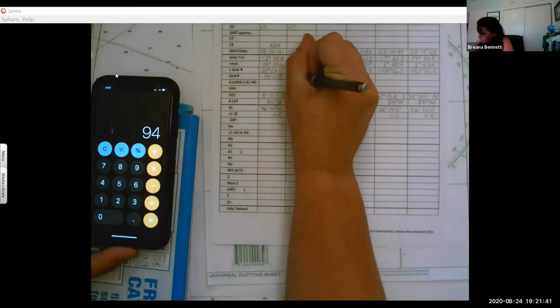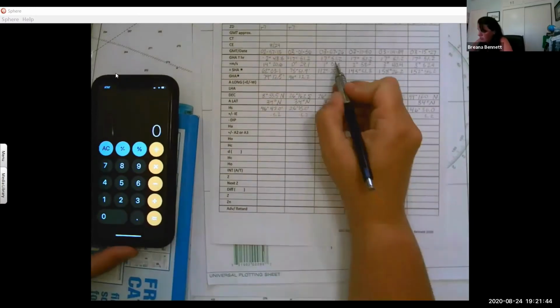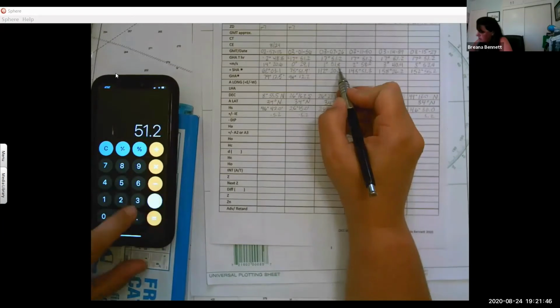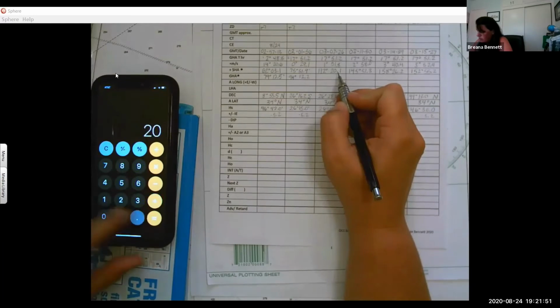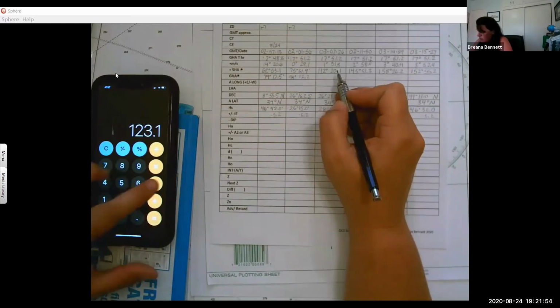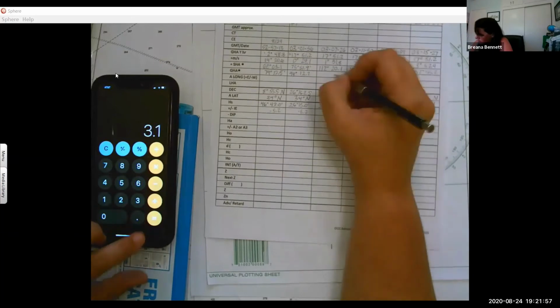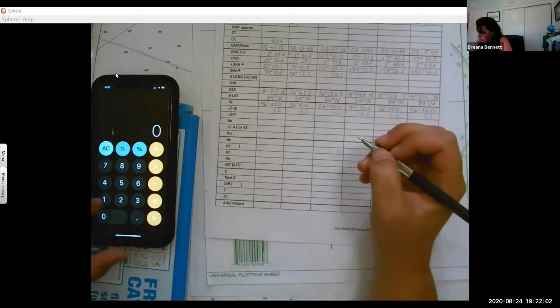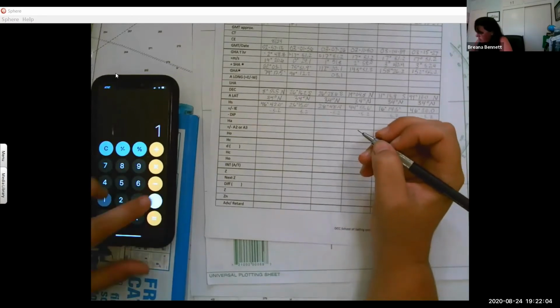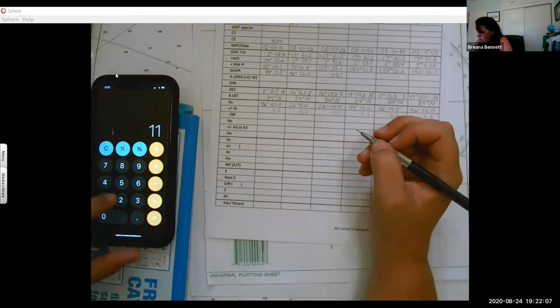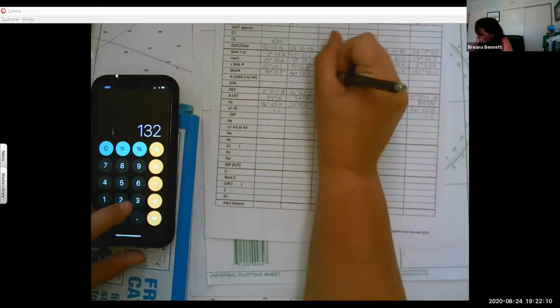Carry 2, and I have 19 plus 75 gives me 94 degrees. 51.2 plus 51.8 plus 20.1 minus 120 gives me 0.3.1. Carry the 2. 19 plus 1 plus 112 gives me 132.